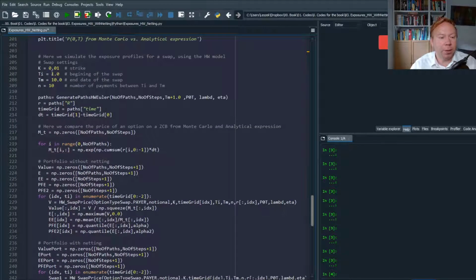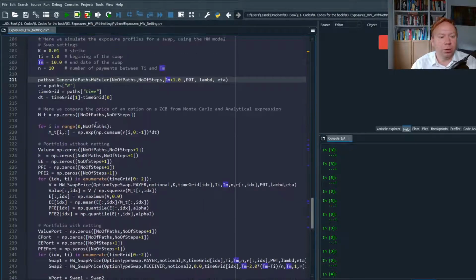Okay, then the second part, we start with a specification regarding the swap. So we have some strike of 1%. Swap will start in 1 year. It's up to 10 years with yearly exchanges of flows. We generate Monte Carlo paths. Here I'm generating until time 11 years. Actually, in this case, if you have a swap, you could simulate only to time 10 years. That should be enough. But of course, this doesn't really matter because after the 10th year, there are no cash flows anymore, so this will not play any role here.